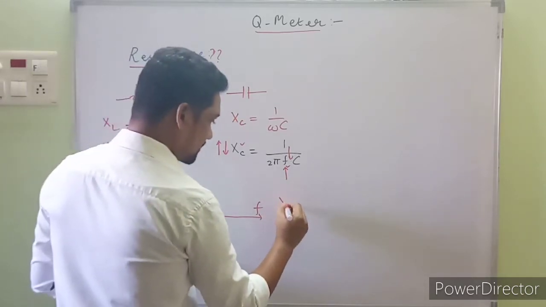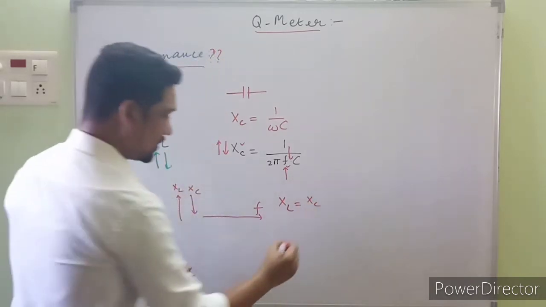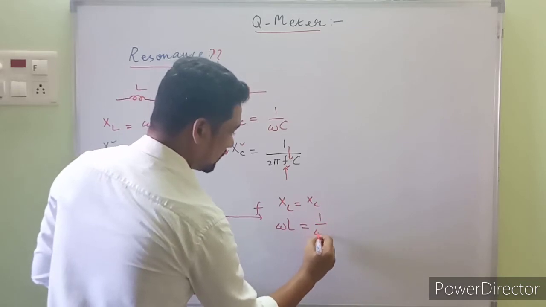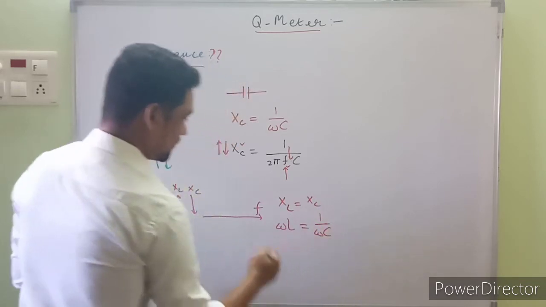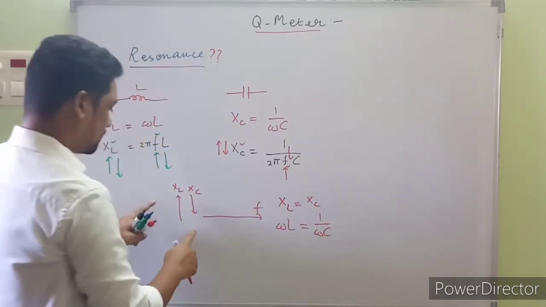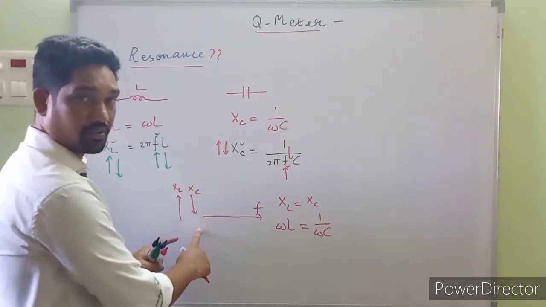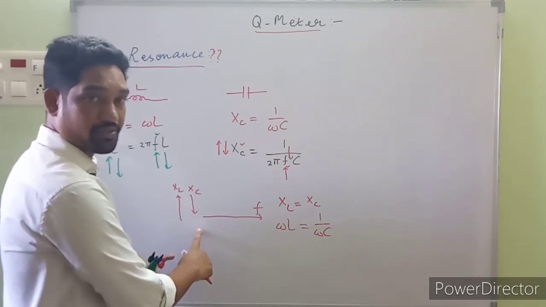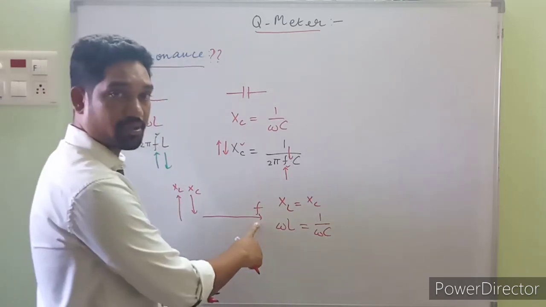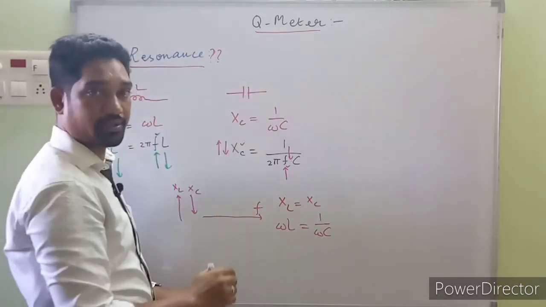XL will be equal to XC. In other words, omega L will be equal to 1 upon omega C. That particular frequency at which the inductive reactance equals the capacitive reactance is known as the condition of resonance, and that frequency is known as the resonance frequency. This forms the very basis for the working of a Q meter.